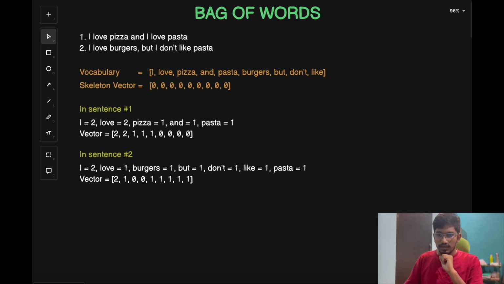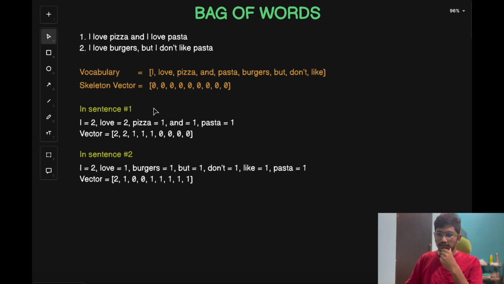Suppose we have two sentences. The first is: I love pizza and I love pasta. The second sentence is: I love burgers and I don't like pasta. Now let's build a bag of words model. First we list out all the unique words from both the sentences and prepare our vocabulary set. Our vocabulary will look something like this: I, love, pizza, and, pasta, burgers, but, don't, like. Just note that we have taken all the unique words from both the sentences.